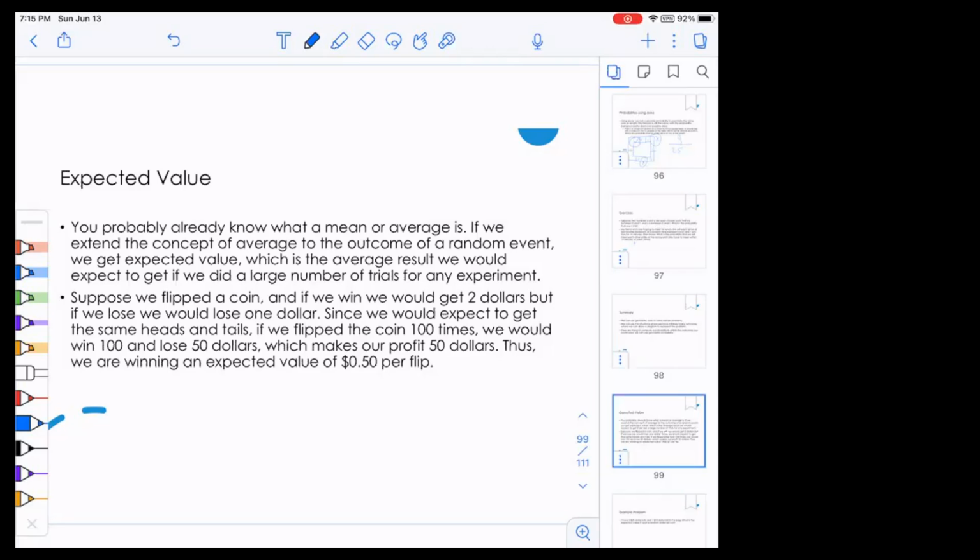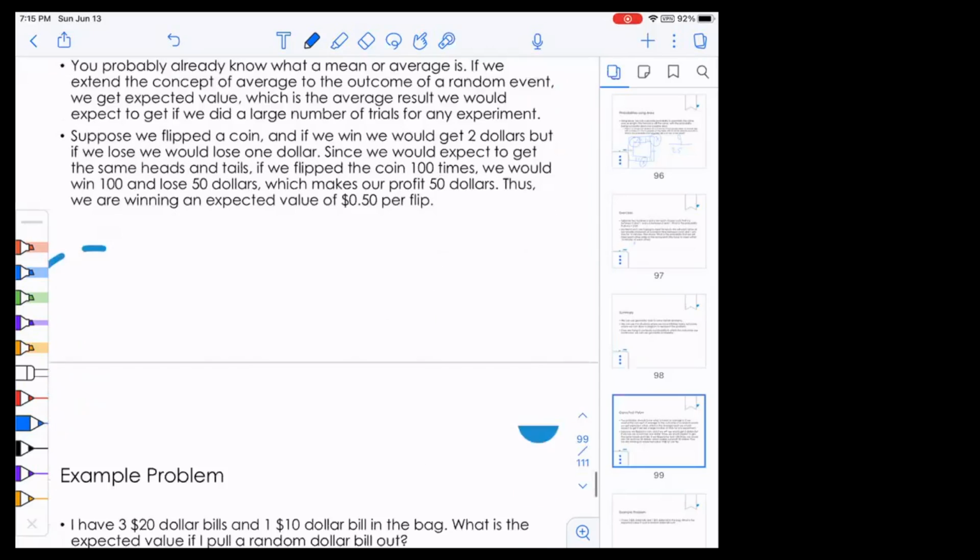We would expect to get the same amount of heads as tails. So if we flip the coin 100 times, we would win 50 and lose 50. So we expect to win $50. And since there are 100 flips and we win $50, we would expect to make around 50 cents per flip. So that's what expected value is, the average of all the outcomes of a situation.